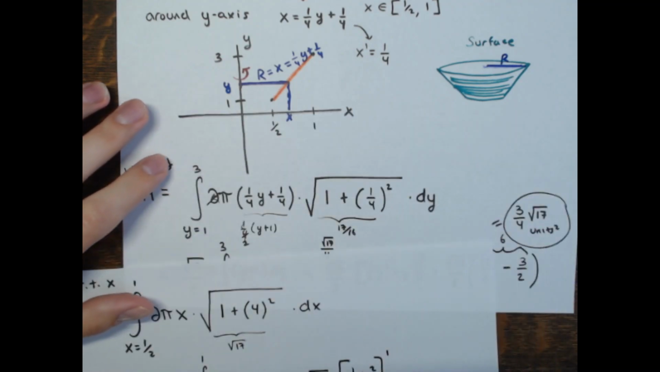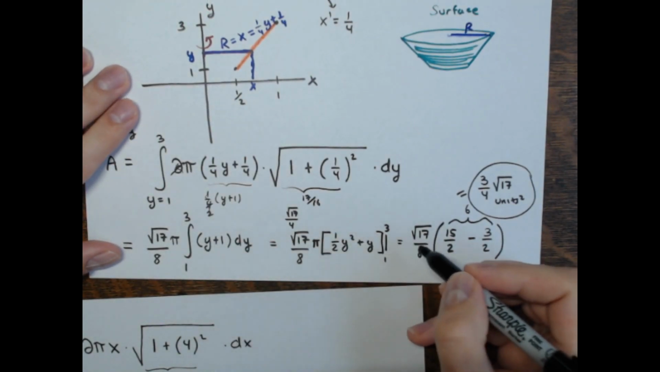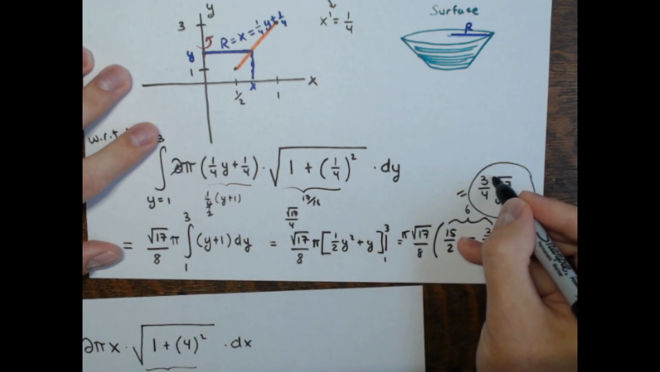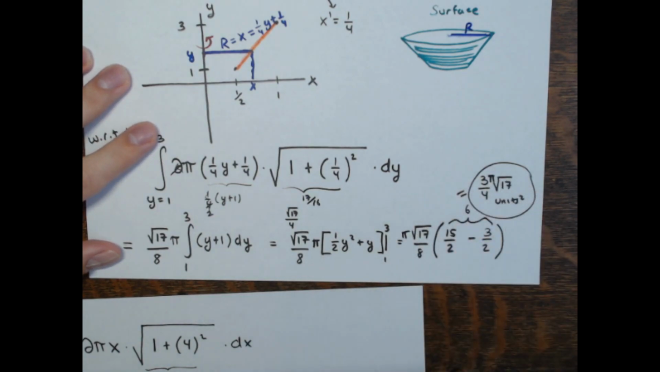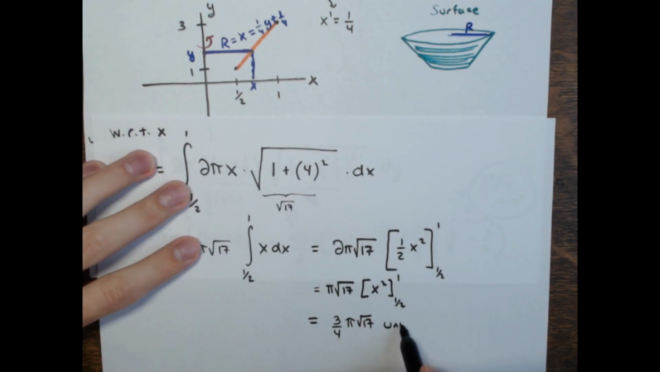Oh, and I forgot the pi earlier, didn't I? I forgot to keep writing the pi. Pi there, pi there, pi there. So this should be 3/4 pi, so square root of 17 over 4. Sorry about that. And then again, square units.